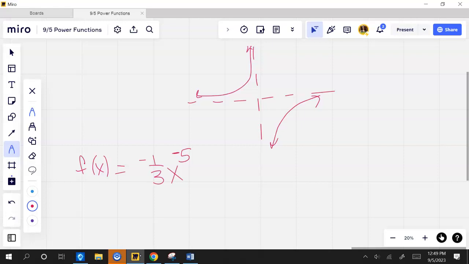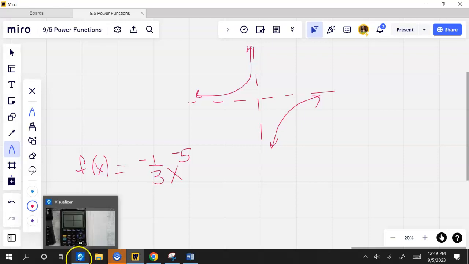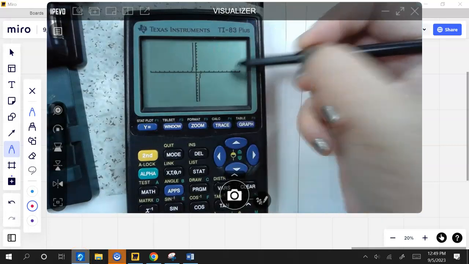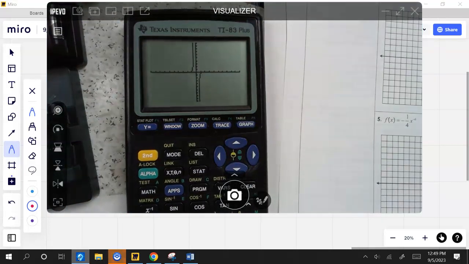Your calculator won't show you the asymptote. That's why I wanted to show you on here. See how it's hugging, but it's not going to show you the actual asymptote. You have to know that. Okay? And because, yeah, 0 and 0.